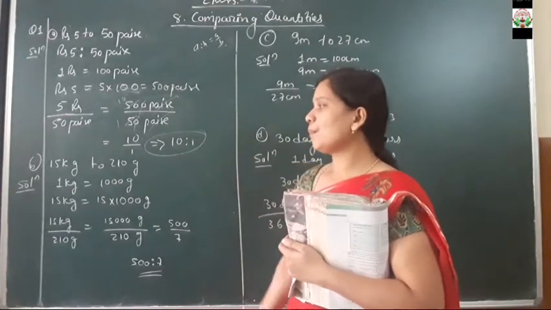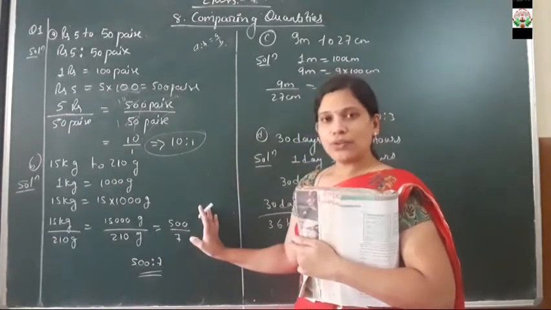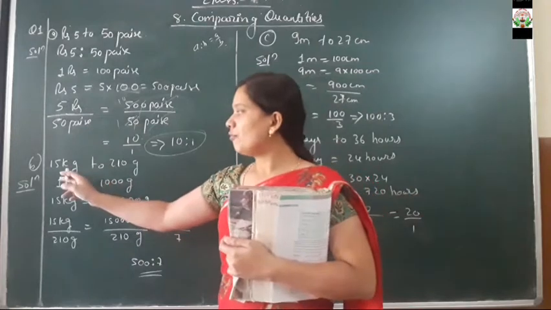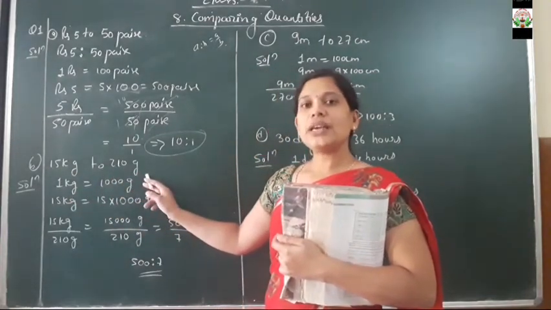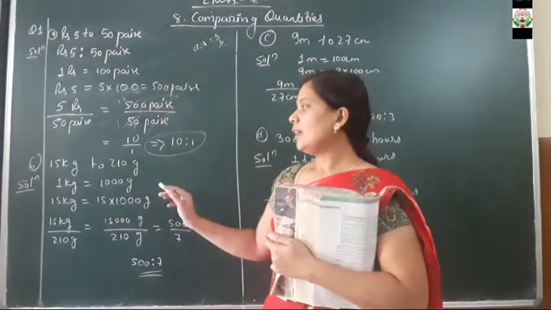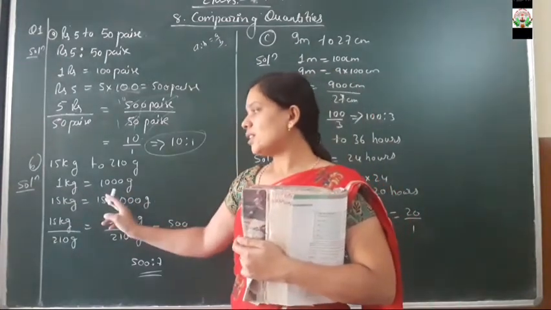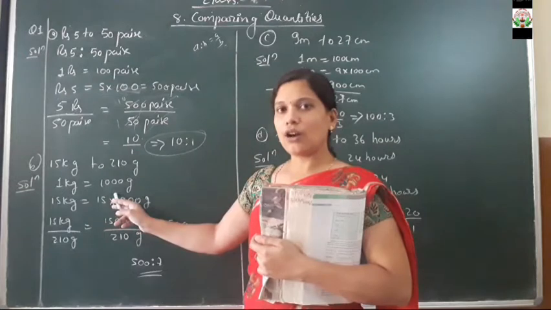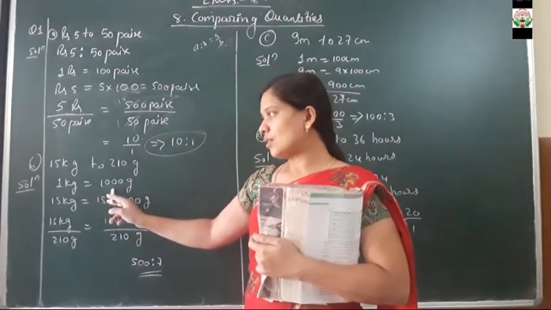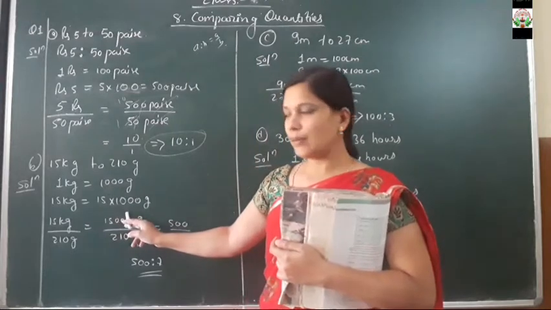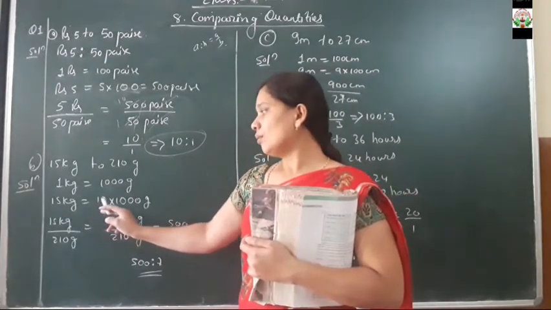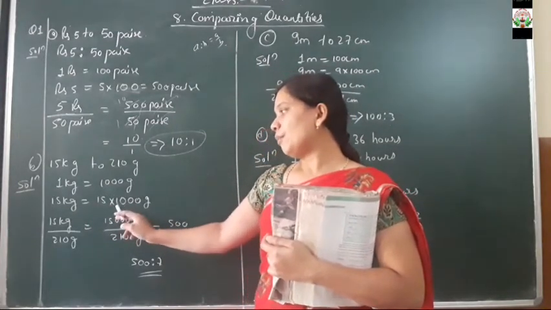This is the ratio. Now moving towards the B part of the question. What is the B part of the question? 15 kg to 210 gram. In this question we know that 1 kg is equal to 1000 gram. How much? 1 kg is equal to 1000 gram. Therefore 15 kg is equal to 15 into 1000 gram. So 15 into 1000 gram, that is 15,000 gram.